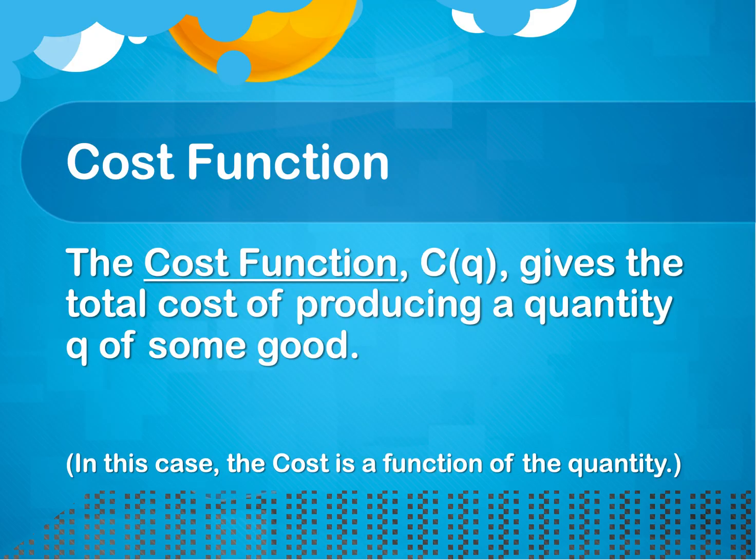The cost function, C of Q, gives the total cost of producing a quantity Q of some good. So in this case, the cost is a function of the quantity. So we input the quantity to get out the cost.